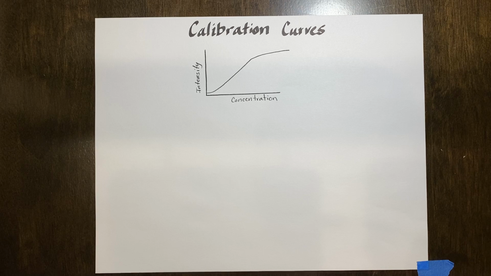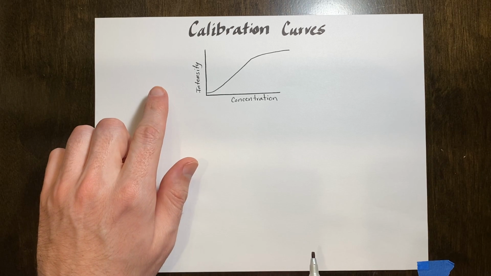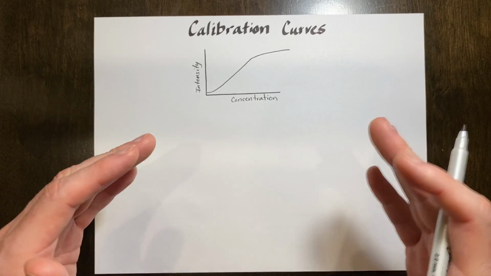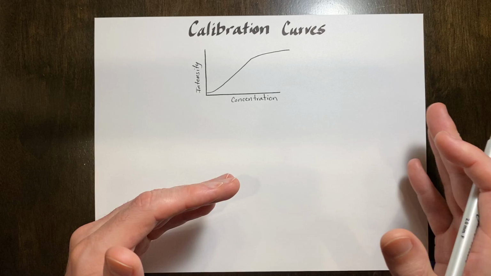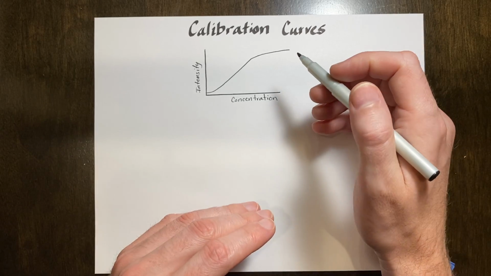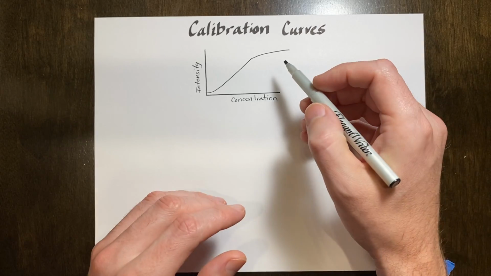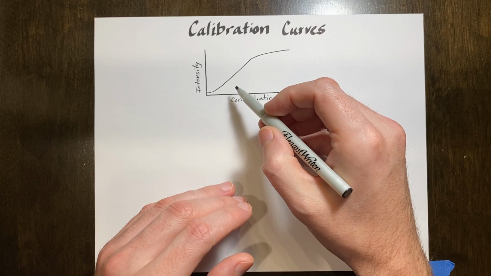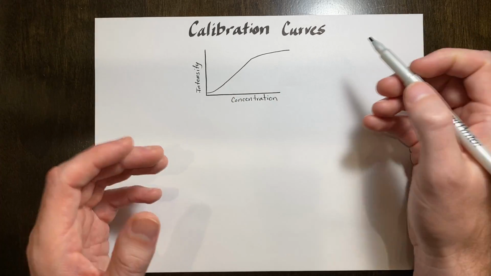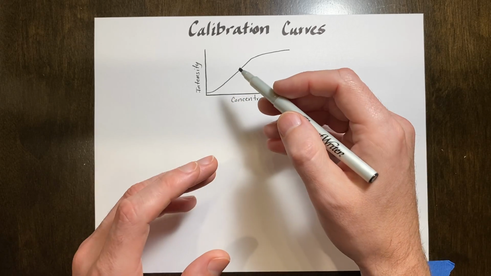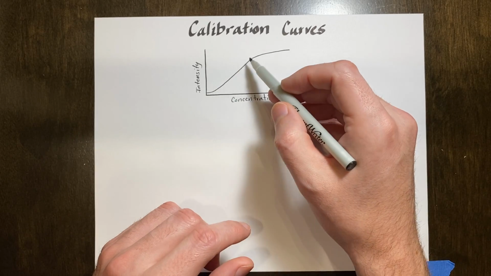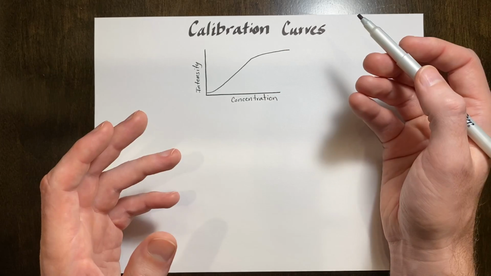Now, to do that, we'll need to measure the proportionality constant. So we'll have some intensity equal to the proportionality constant times the concentration plus the blank. When we do that, we'll have to make sure that we make a calibration curve. We'll measure several samples of known concentration, and then we'll create a calibration curve.